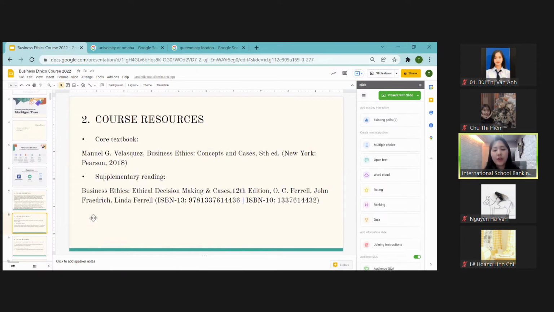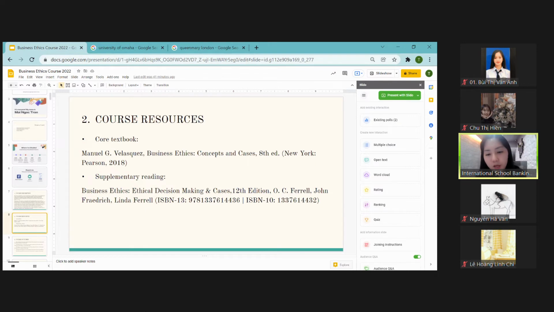In our course, we have one core textbook, Business Ethics, Concepts and Cases. This is the textbook that we are going to study all the concepts and theories from. We also have a supplementary reading, Business Ethics, Ethical Decision Making and Cases. This reading mostly focuses on real life case studies. So sometimes we are going to take a case study from this book and discuss it in class.